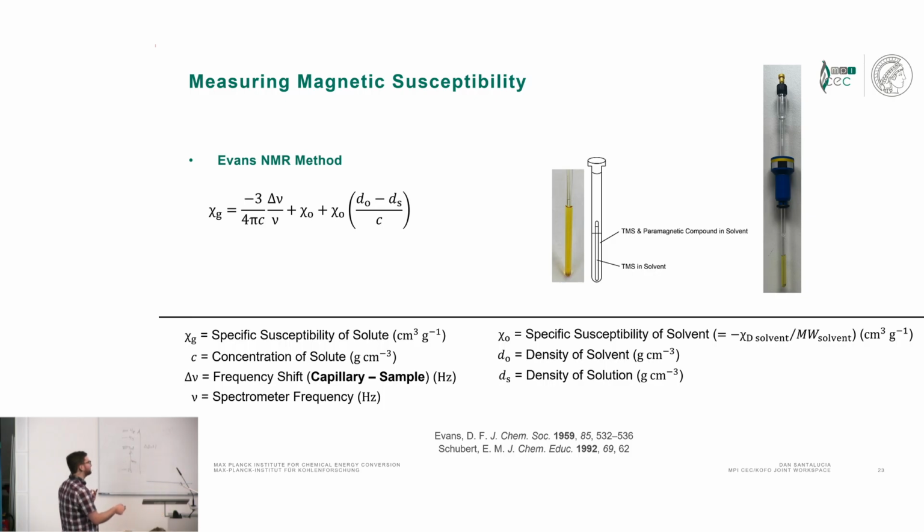So now we're in cubic centimeters per gram. Okay, and then you can look at the concentration and the densities of the solvent.